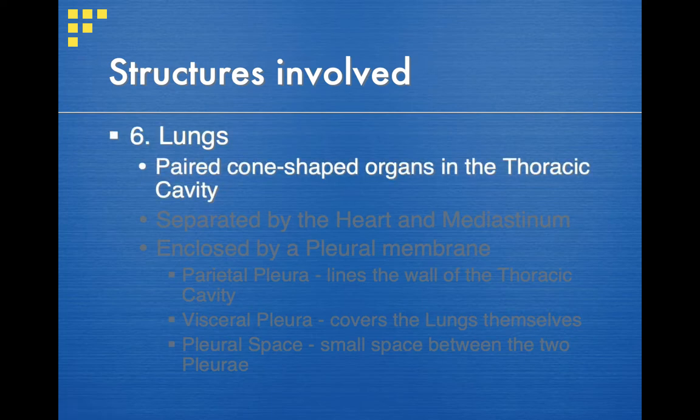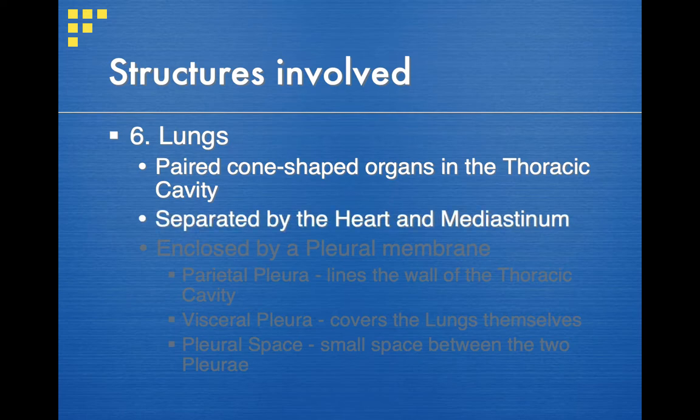The lungs themselves are cone-shaped, conical, in the thoracic cavity. That's the cavity of the chest. The heart and mediastinum, so they are not one and the same. They're in separate cavities. If you remember back, the heart is in the pericardial cavity.